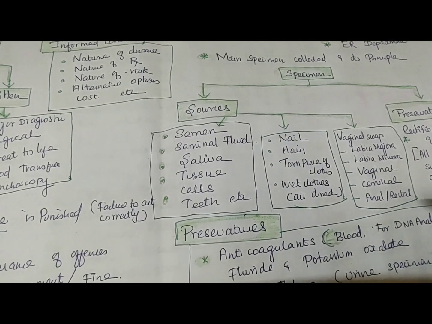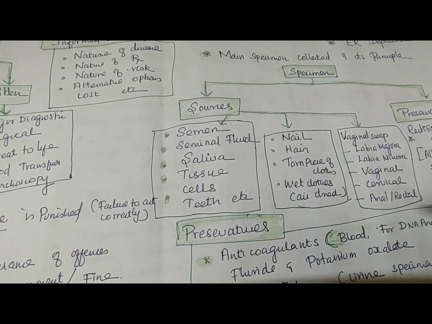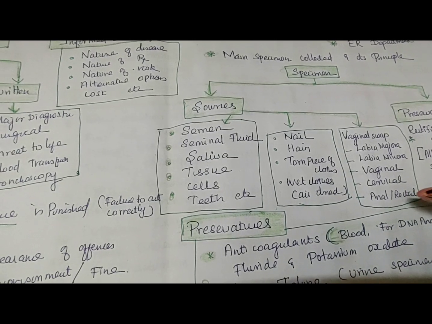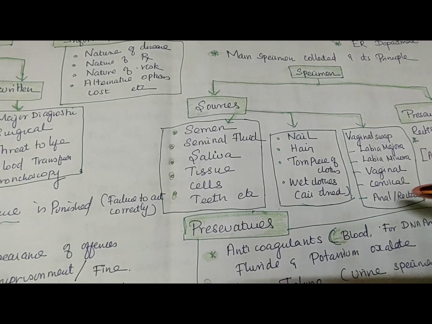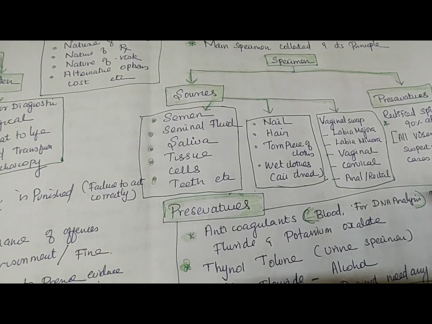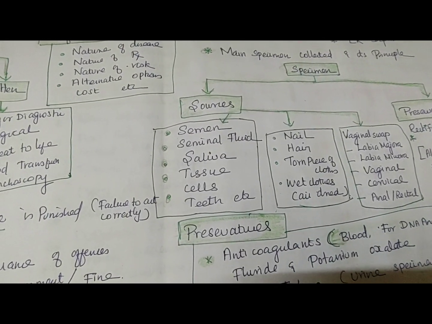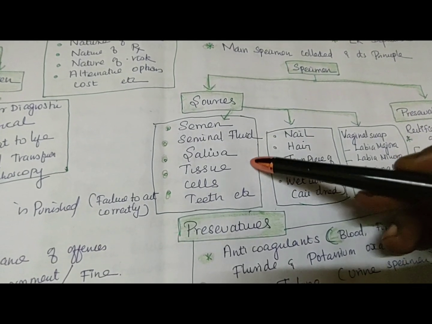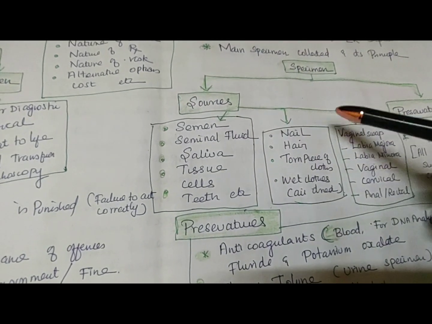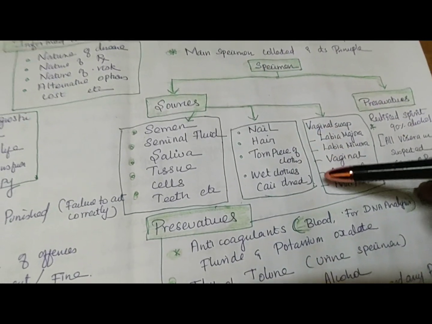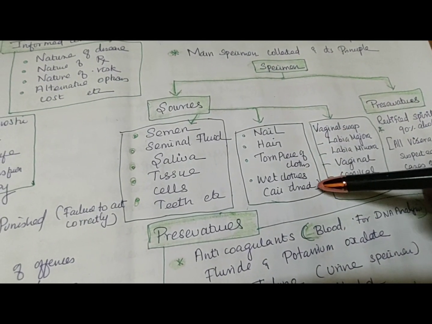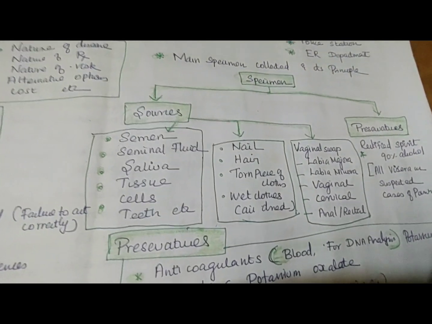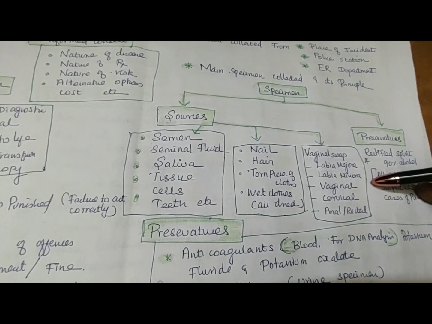The forensic nursing principles and protocols clearly tell how much amount of the specimen needs to be collected, what temperature she has to maintain, what all the labels are, who has to sign it, and what preservatives have to be added. Let us see. The first one, the sources: mainly semen, seminal fluid, saliva, tissue, cells, teeth, etc. Also nails, hair, torn pieces of clothes, and sometimes wet clothes or air-dried clothes, and vaginal swab.